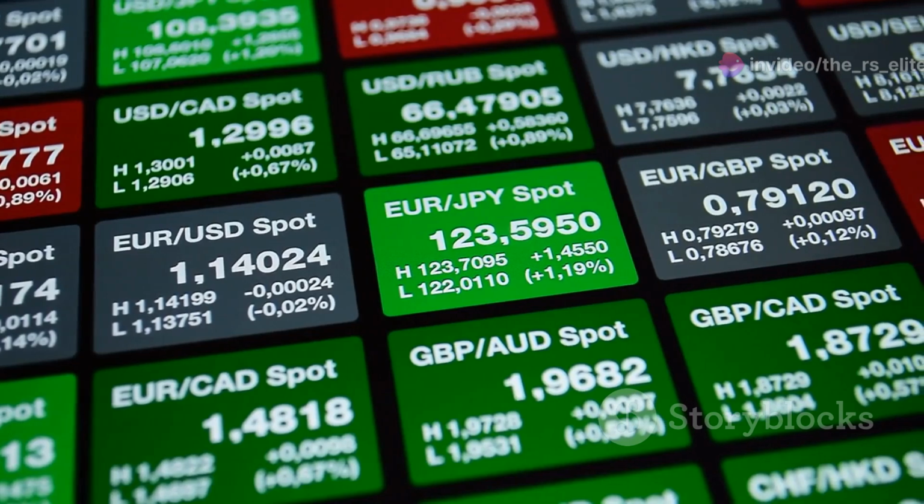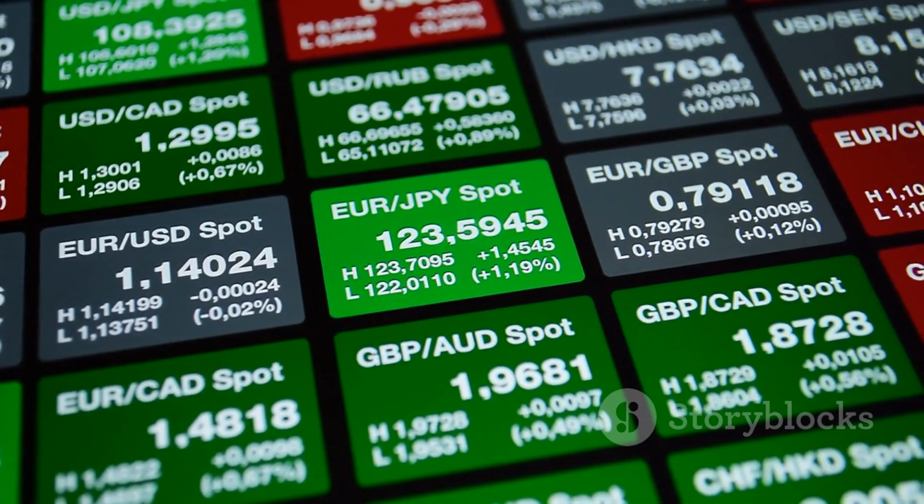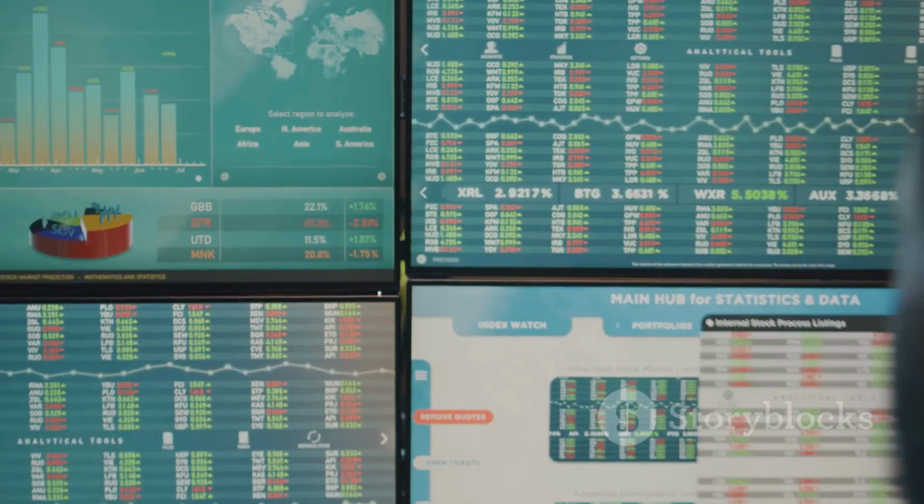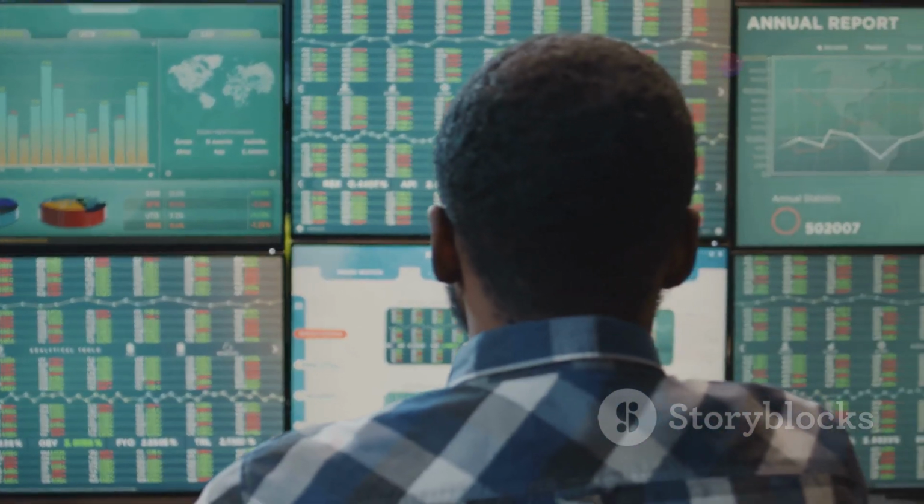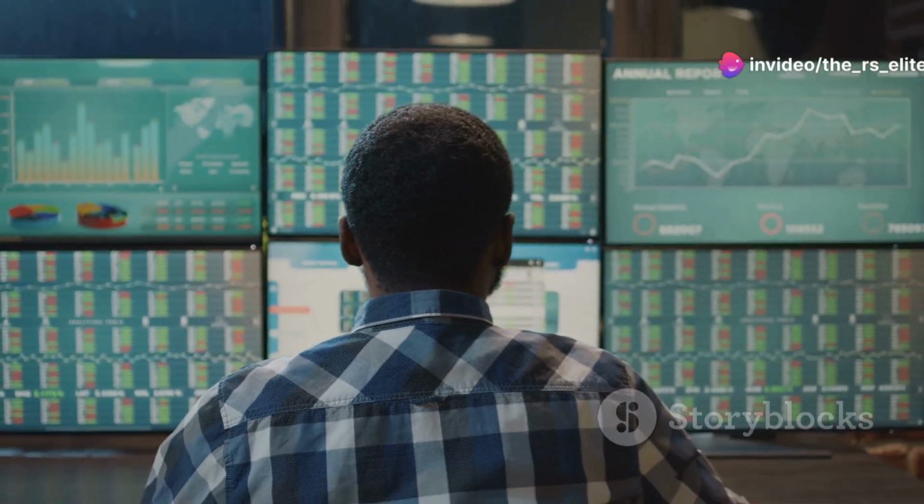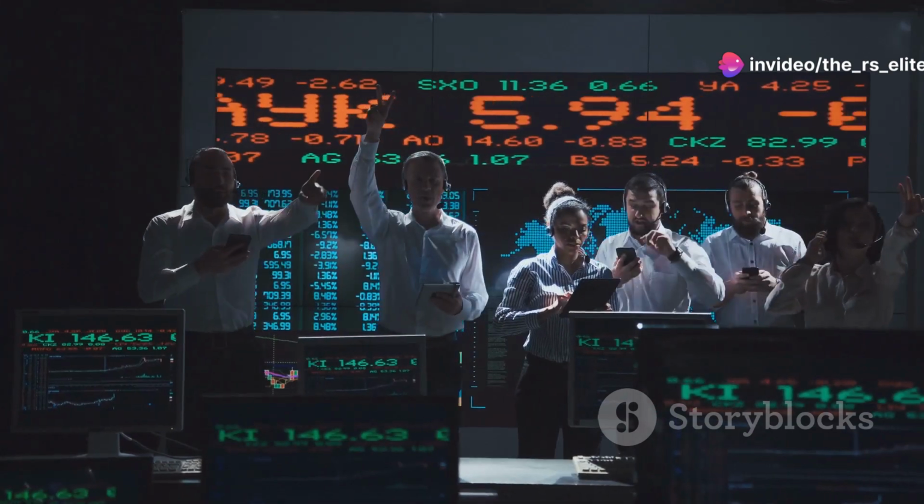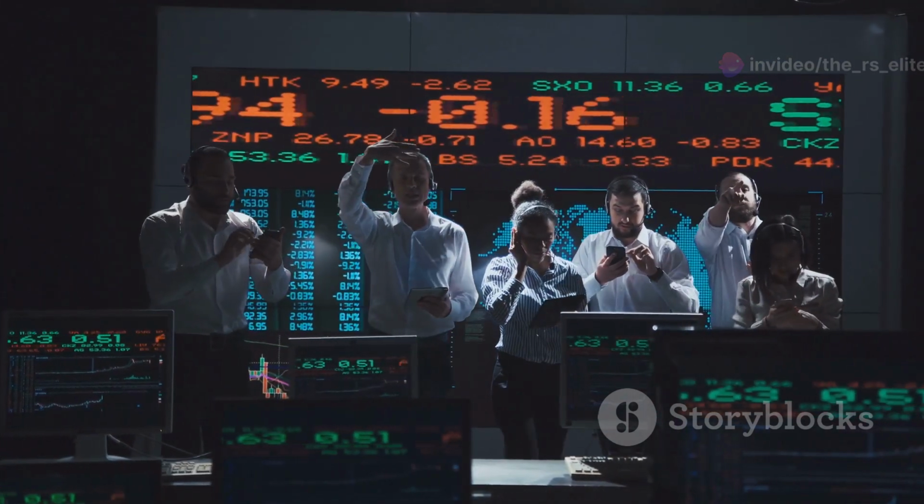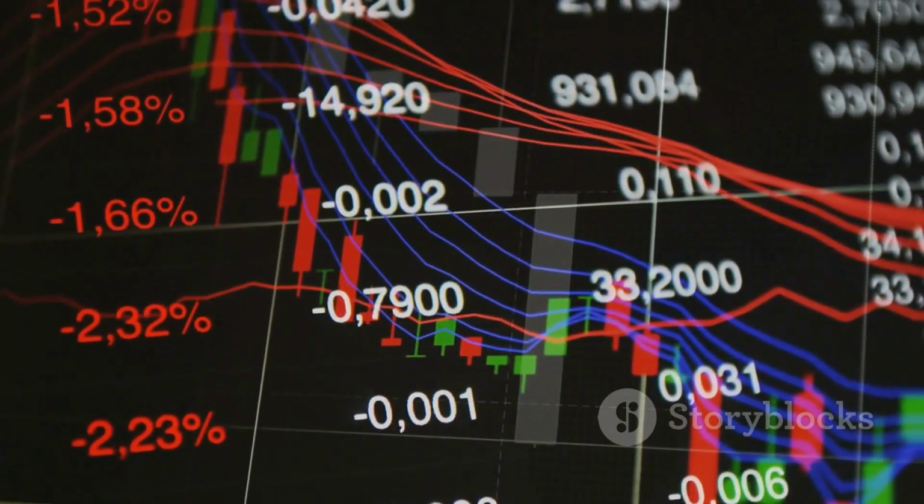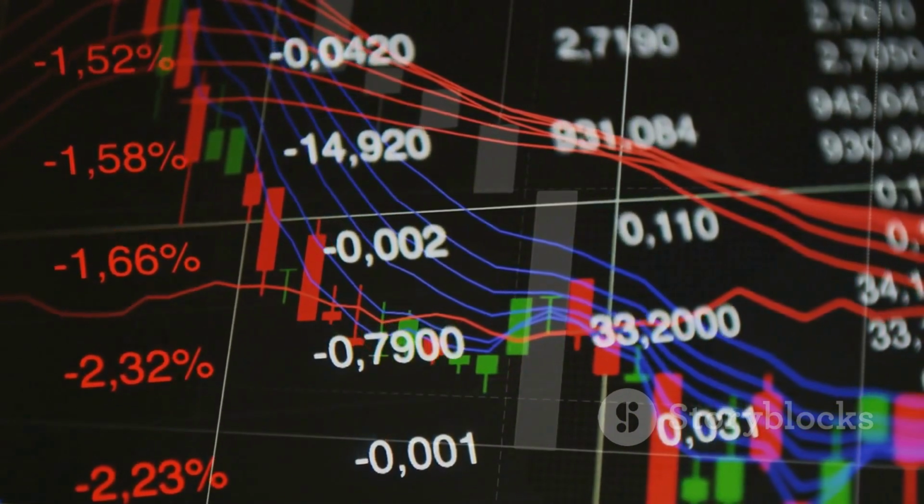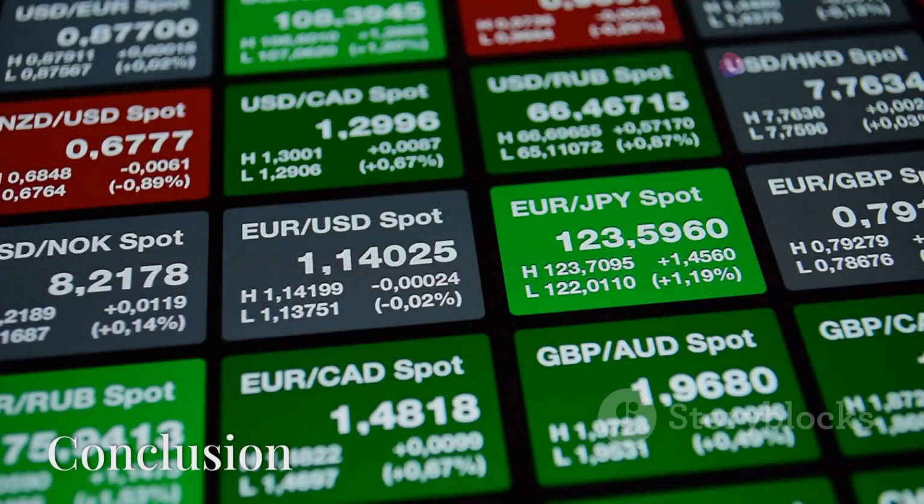Finally, speculation in the foreign exchange market can cause fluctuations in currency values. Investors may buy or sell currencies based on anticipated economic changes, causing short-term volatility. When speculators believe a currency will strengthen, they buy it, increasing demand and value. Conversely, if they anticipate it will weaken, they sell it, which reduces demand and value.